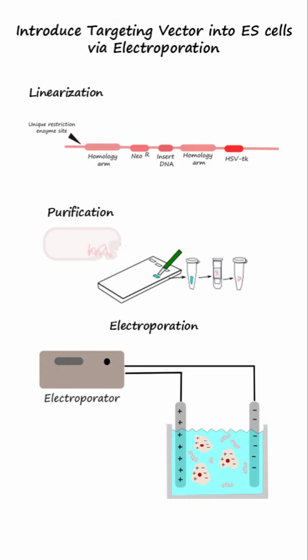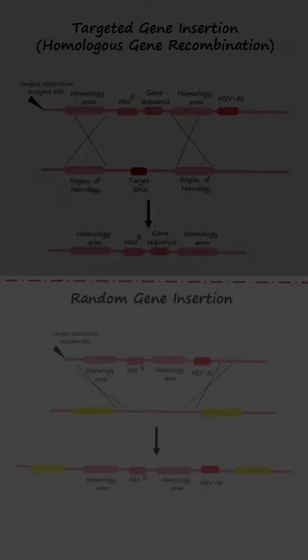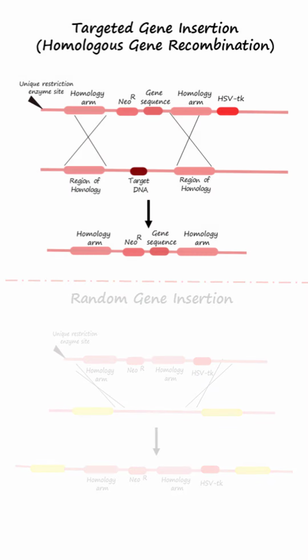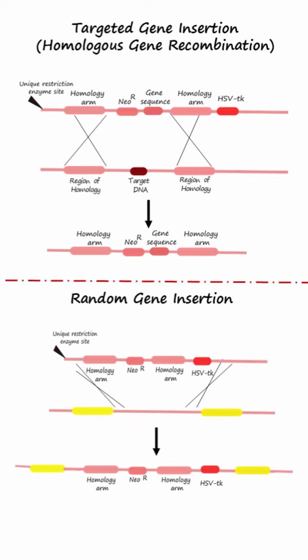The linearized targeting vector is delivered into the ES cells using electroporation, where a high-voltage electric field creates openings in the phospholipid bilayer of the cell membranes. The targeting vectors, once in the cells, may undergo homologous recombination with the target loci in the mouse genome. There could also be random insertion.